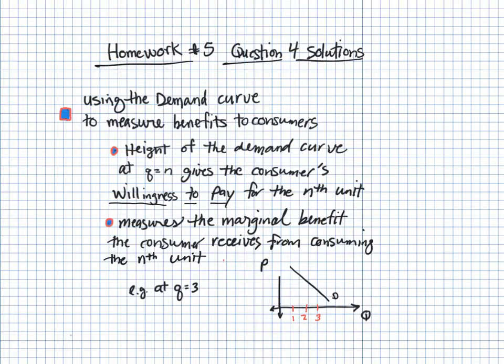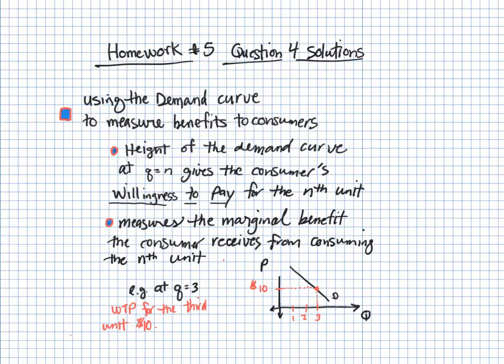So at Q equals 3, the way we can identify willingness to pay for the third unit of consumption is by looking at the height of the demand curve at Q equals 3. We start at 3, go directly up to the demand curve, take a left turn, and go over to the y-axis. Let's suppose that the price turns out to be $10 when the quantity is equal to 3. We would say that the consumer's willingness to pay for the third unit is $10.